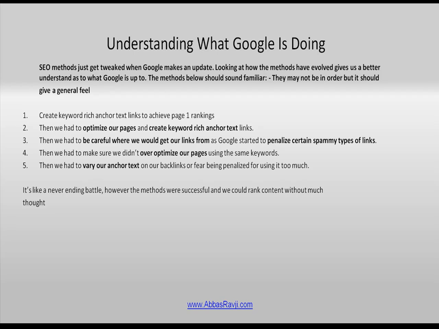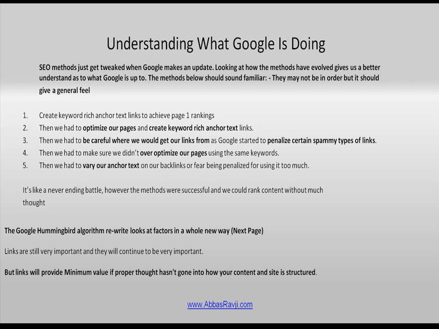They want structured content, and the way they're going to get structured content is by structuring their search engine even more as well. And this is what Hummingbird's all about. So the Google Hummingbird algorithm, it's a rewrite. It looks at factors in a whole new way, and I'm going to be talking about this on the next page. Links are still very important, so don't get me wrong, guys, and they'll continue to be very important.